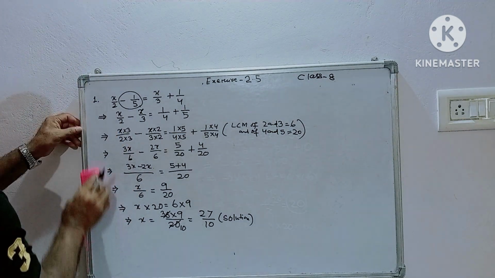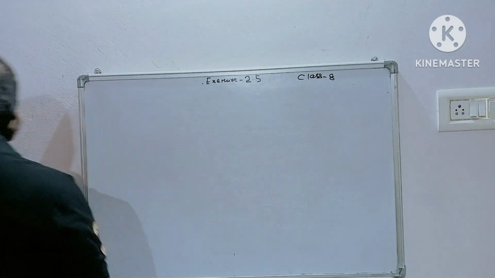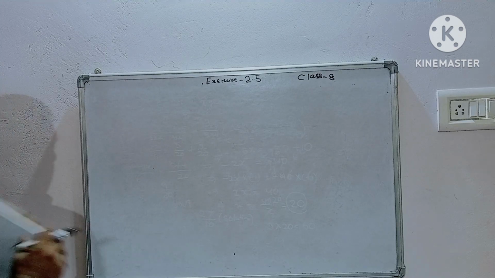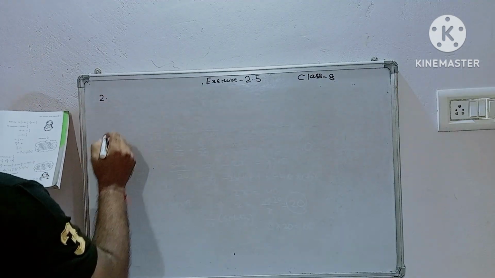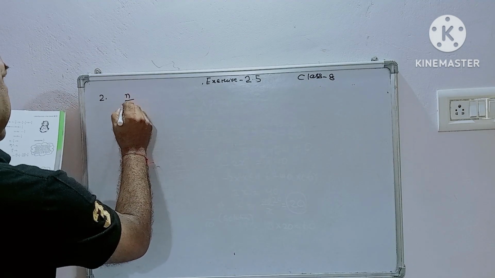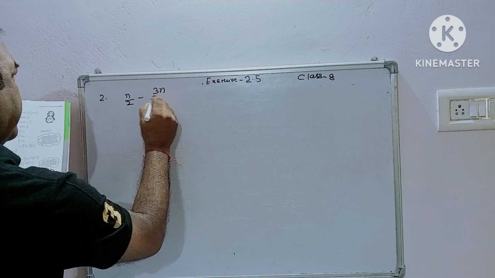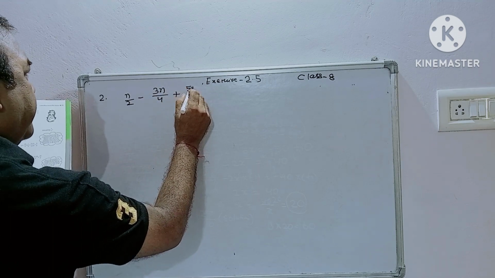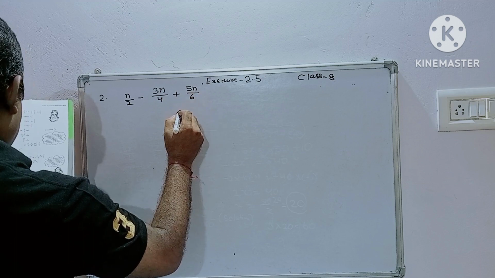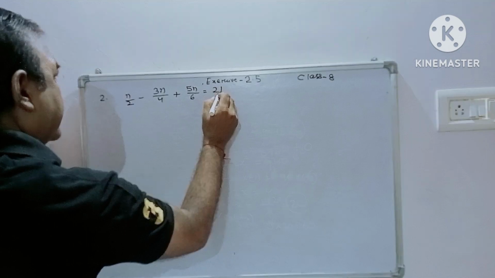And I erase it. Then we will move to question number 2. So question number 2 is n upon 2 minus 3n upon 4 plus 5n upon 6 is equal to 21.